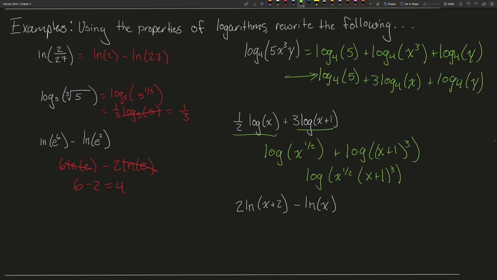The next one says 2 times the natural log of x plus 2 minus the natural log of x. So this first part we can use the power property for, so we can rewrite this as the natural log of x plus 2 squared minus the natural log of x. Now we have a difference, so we can rewrite this as a quotient. So this can be rewritten as the natural log of x plus 2 squared divided by x.